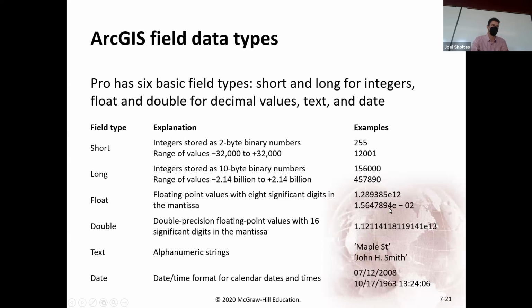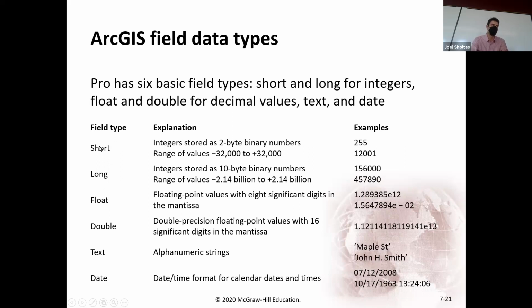Float can have up to 8 significant figures. Double can have much more, so 16 significant figures. Text, alphanumeric, and then we can also have date and time formats. Sometimes it's nice to have actual date and times saved as such.